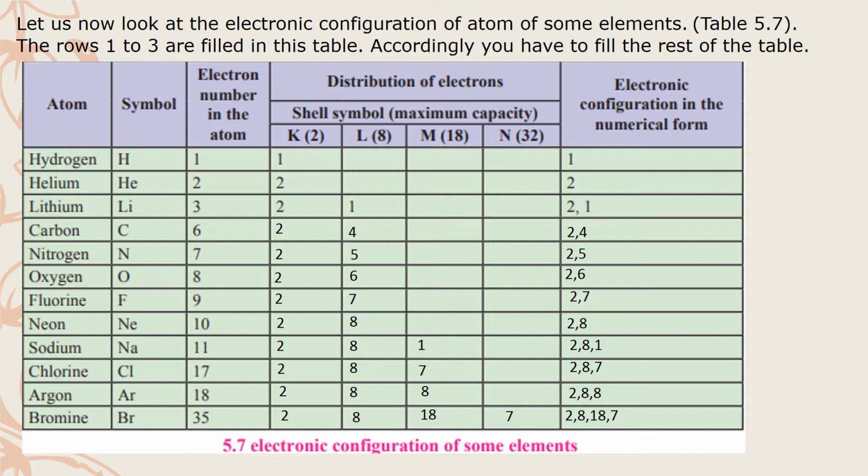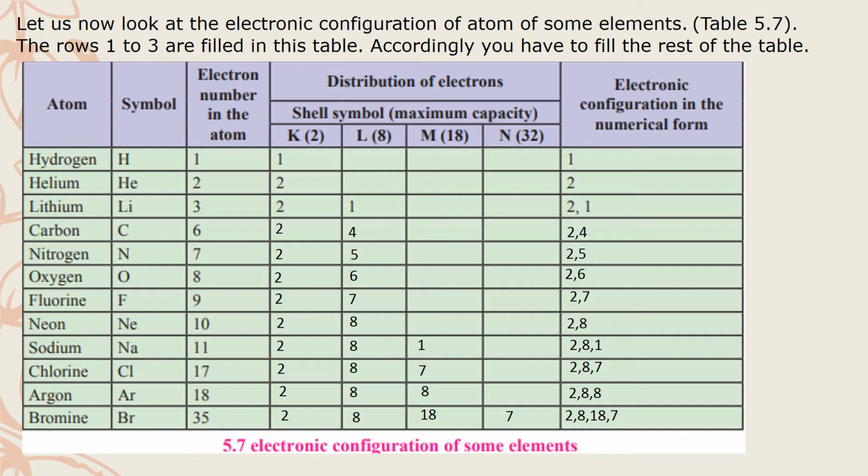The atom given is hydrogen, symbol H, electron number in the atom is 1. Distribution of electrons: in the K shell there is 1 electron. So in the electronic configuration we write only 1. Now the second atom is helium, symbol He. Electron number in the atom is 2. Distribution of electrons in the K shell is 2 electrons, so the electronic configuration will also be 2 only.